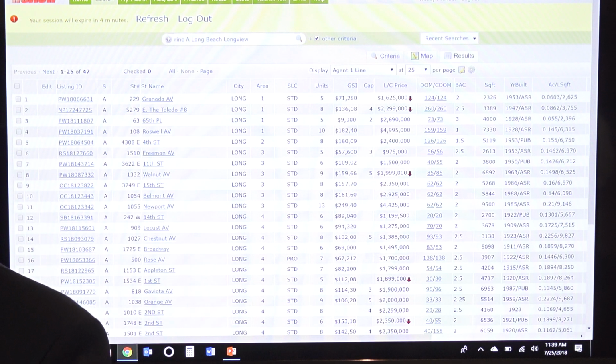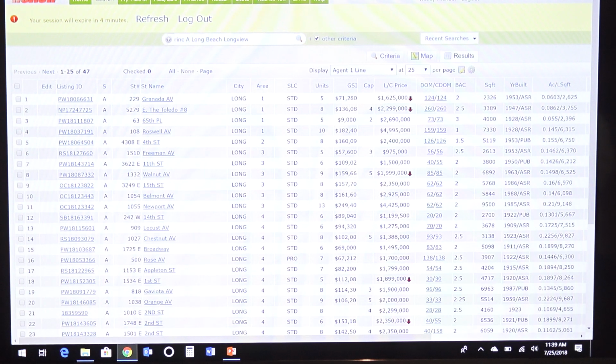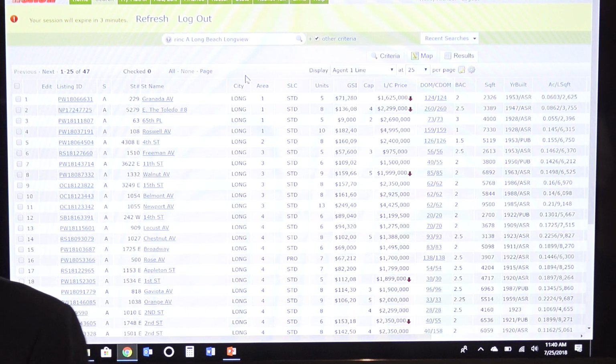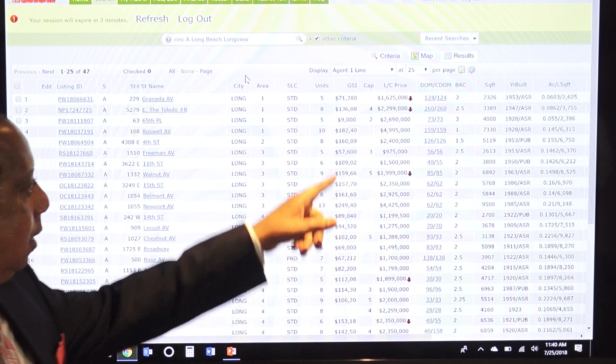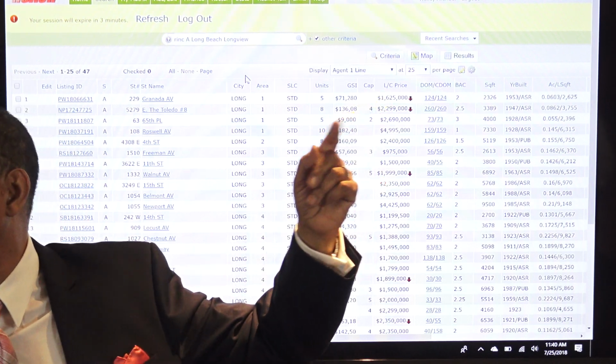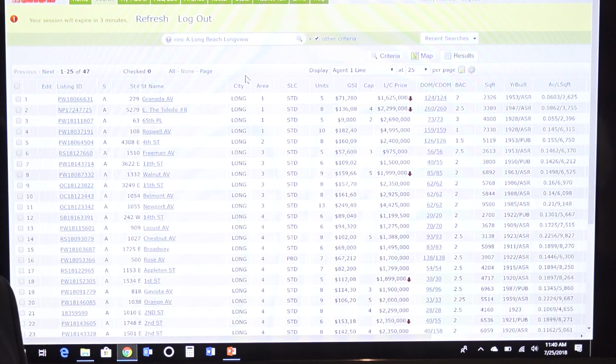Okay, this is the MLS. Does this look familiar to anyone? It should. Zillow looks more familiar now. All right, so we're gonna do some fast and dirty calculations here. I'm gonna teach you guys a quick and dirty trick. This over here is the GSI. What is the GSI again? Scheduled income. Good job.